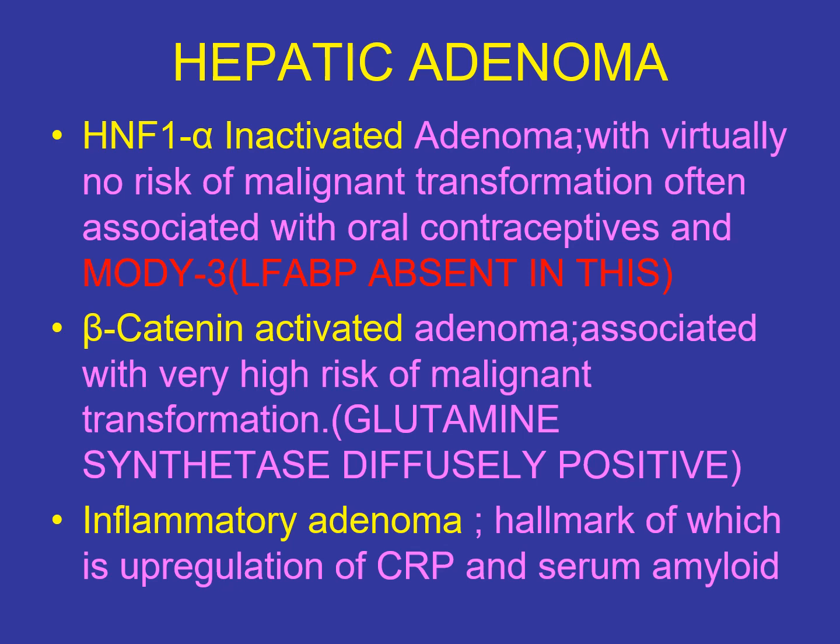The beta-catenin activated adenomas, or the mutation of beta-catenin genes, are associated with a very high risk of malignant transformation. There is glutamine synthetase diffusely positive in these cells. I repeat once again, in fact I spoke wrong. The glutamine synthetase is diffusely positive in these cells. The inflammatory adenoma's hallmark is upregulation of CRP and serum amyloid, which means there is an increased amount of these two acute phase reactants in the blood of the patient.